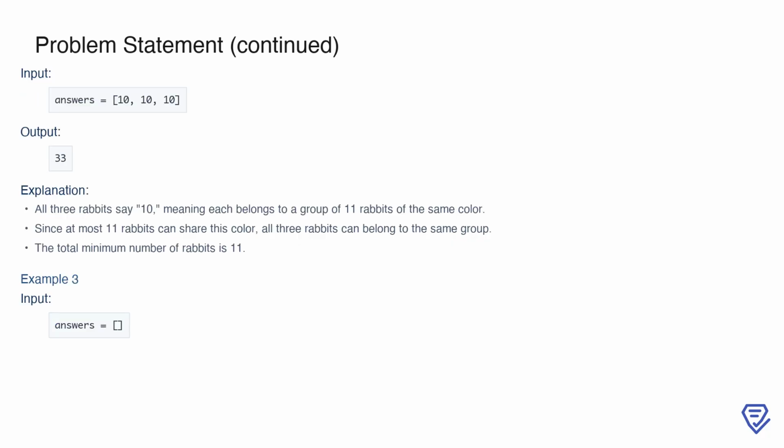Now, consider another example where answers equals [10, 10, 10]. Here, each rabbit answers 10, which means each one belongs to a group of 11 rabbits of the same color, including itself. Since all 3 rabbits provide the same answer, they can be grouped together. This means we only need one group of 11 rabbits to satisfy all 3 answers. Therefore, the total minimum number of rabbits in this case is 11.